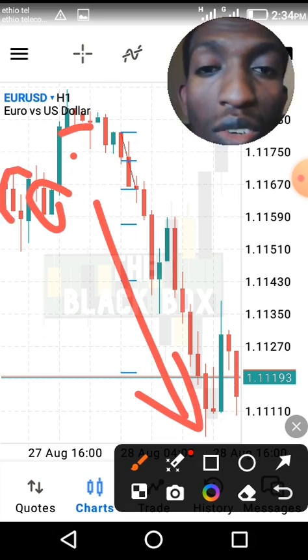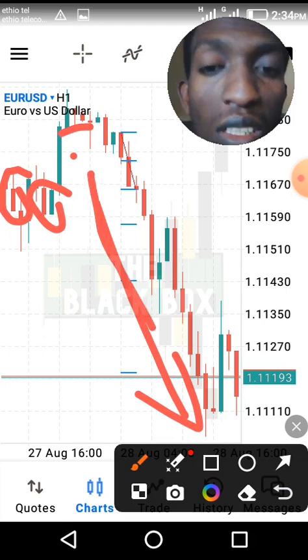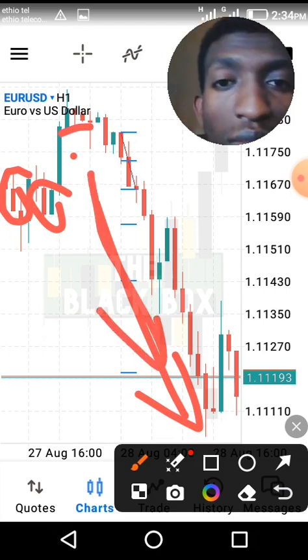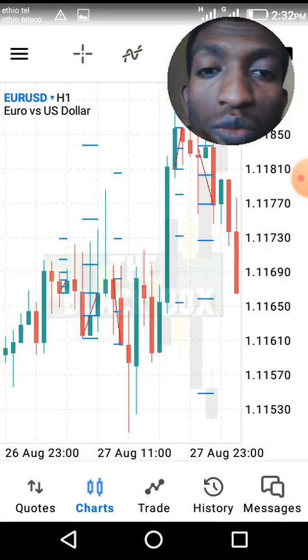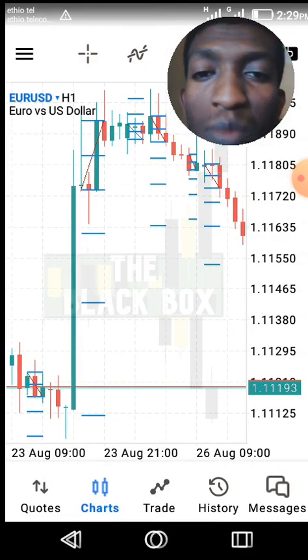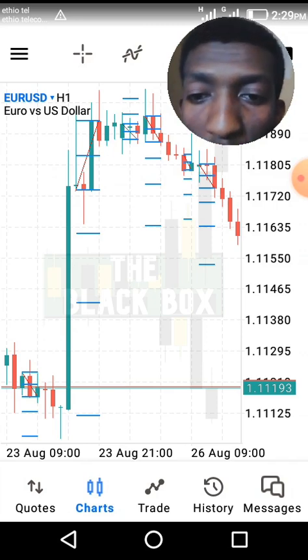After this horrible price action, we still got our money back and even more profit. So that's beautiful. That's amazing.